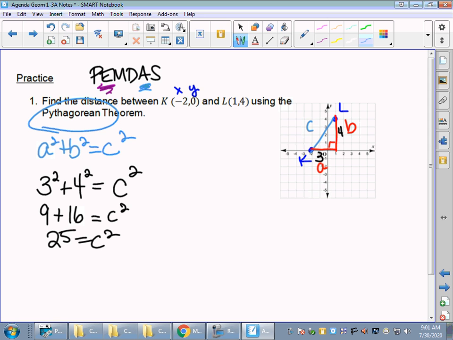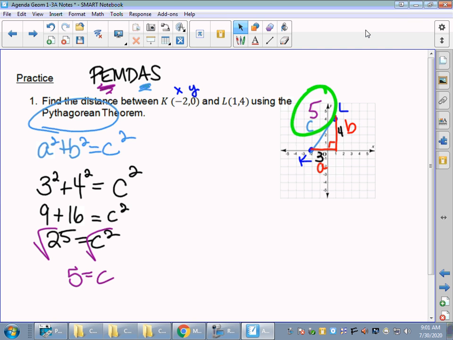Is the length of KL 25? No, that's squared, right? How do you undo a squared? What do we do to get an actual answer? Square root that. So that means that C is equal to 5. So the length between K and L is 5 units long.